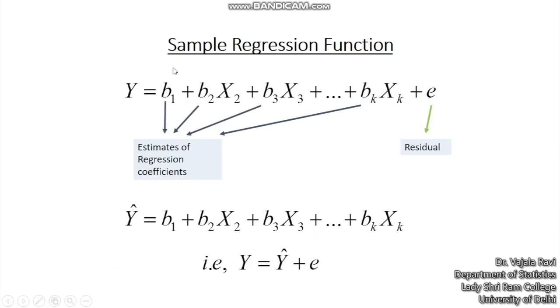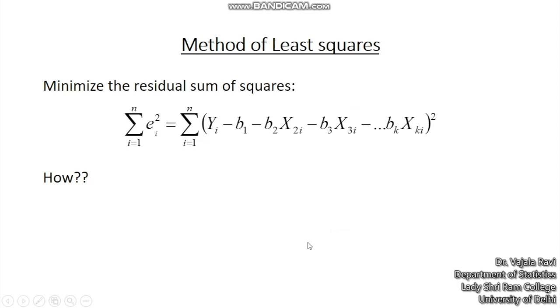The sample regression function is again concordant with the population regression function, except for the fact that your beta i's are now being replaced by their corresponding estimates b1, b2, and so on till bk. So these are the estimates of the regression coefficients. The fitted regression line is given by this, and the actual observations in terms of the fitted observations are written in this form. Now, how do we estimate these bi's? Again, the same method of least squares we are using. The residual sum of squares is calculated like this.